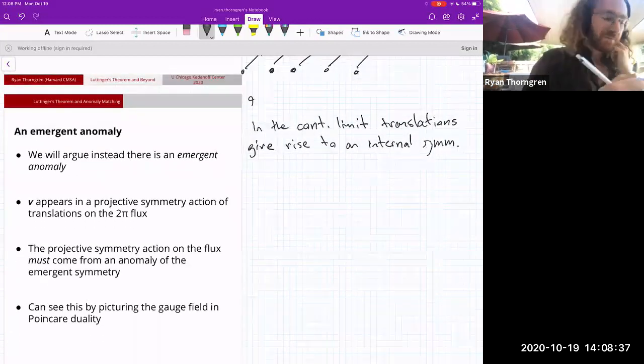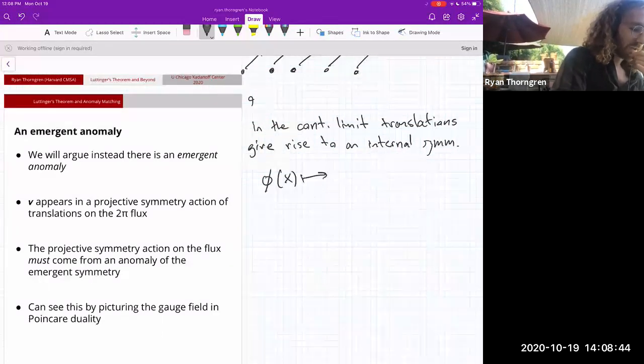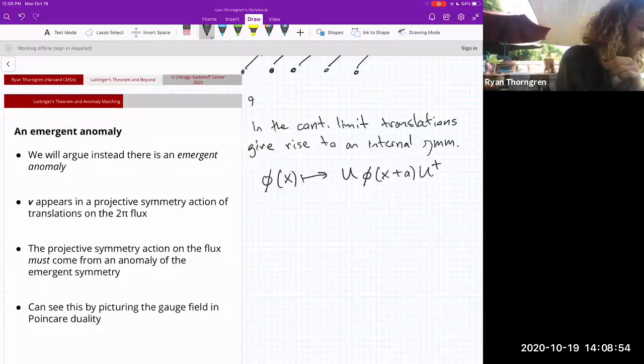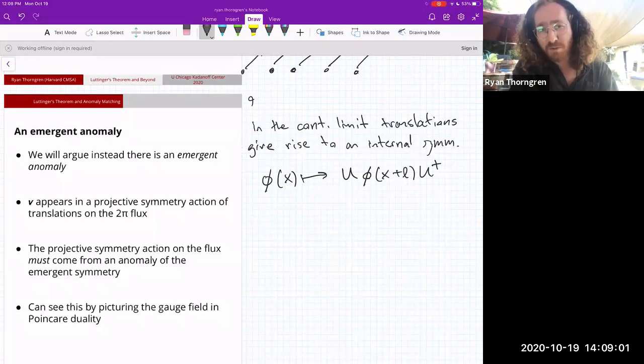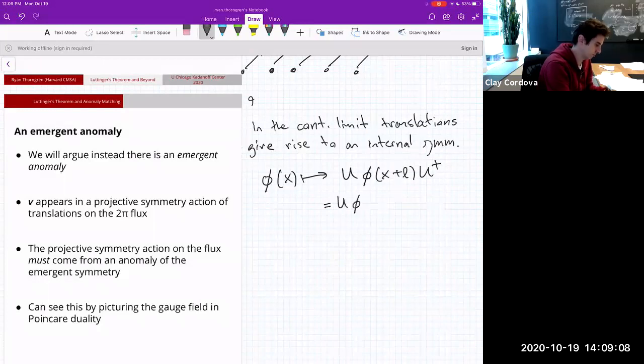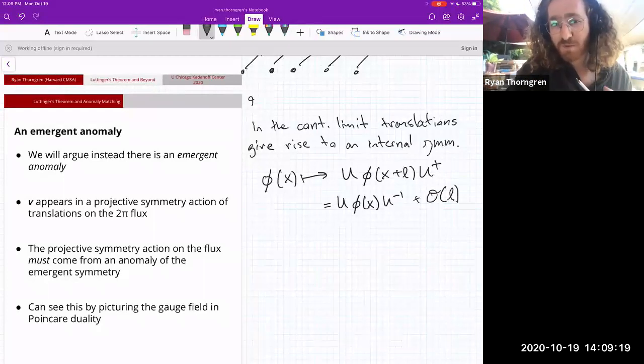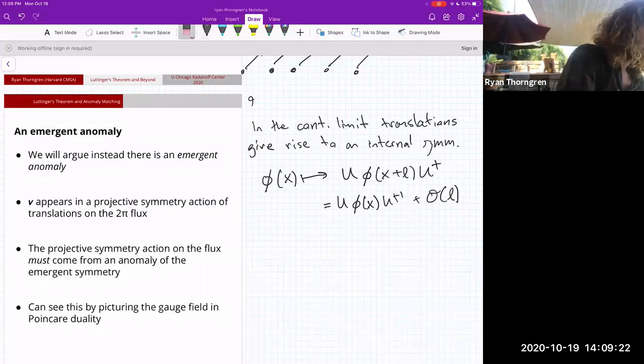Okay, but in the continuum limit, if we think in terms of the fields, when we do a translation, phi of x transforms to phi of x plus a, along with some unitary rotation. Let's call the lattice spacing little l. In the continuum limit, we're taking the lattice spacing to 0, so to order l, it's actually an internal symmetry. And as l goes to 0, this transformation becomes a bona fide symmetry of the continuum limit.